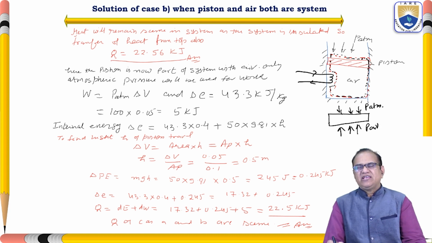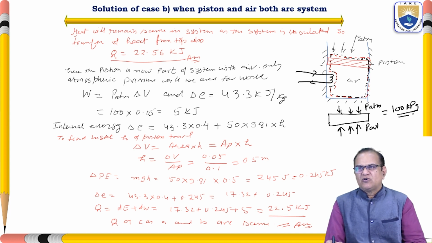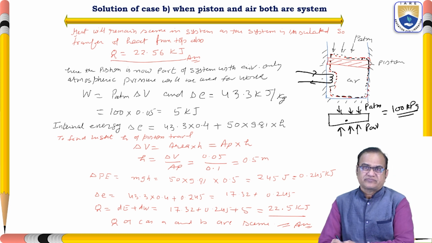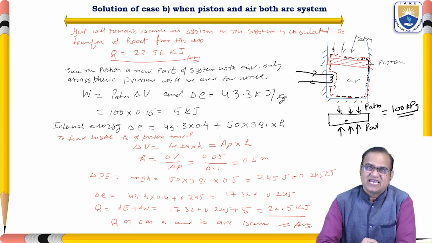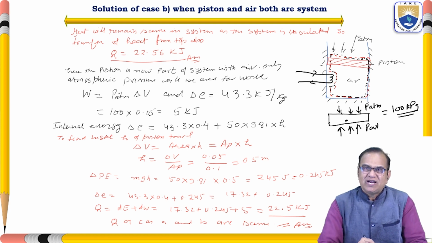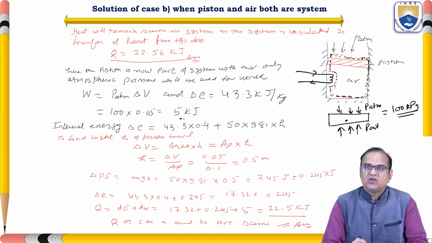So P air is equal to P atmosphere is equal to 100 kilopascal. Here the weight is not considered because it is part of the system. So work done in this case is equal to P atmosphere into delta V, and delta E is equal to 43.3 kilojoule per kg. It is given. So this work done is equal to 100 into 0.05, 5 kilojoule.